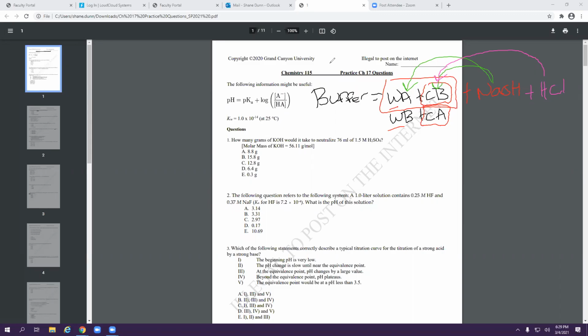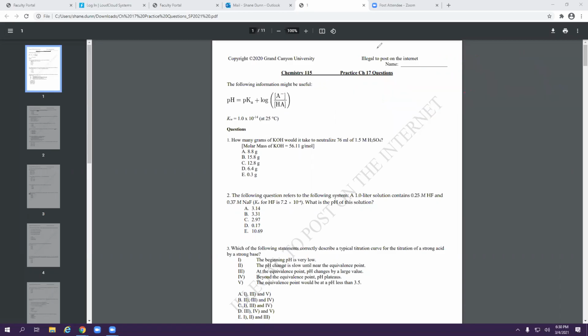This is why buffers have to be a weak acid and its conjugate base or a weak base and its conjugate acid. It's for this reason. We'll see later on, which is the biggest part of this test, is scenarios in which we'll have a buffer and we're adding an acid or a base. We have to draw out the equation a bit differently because of that. Does that make sense? Okay, let's actually go look at some examples.